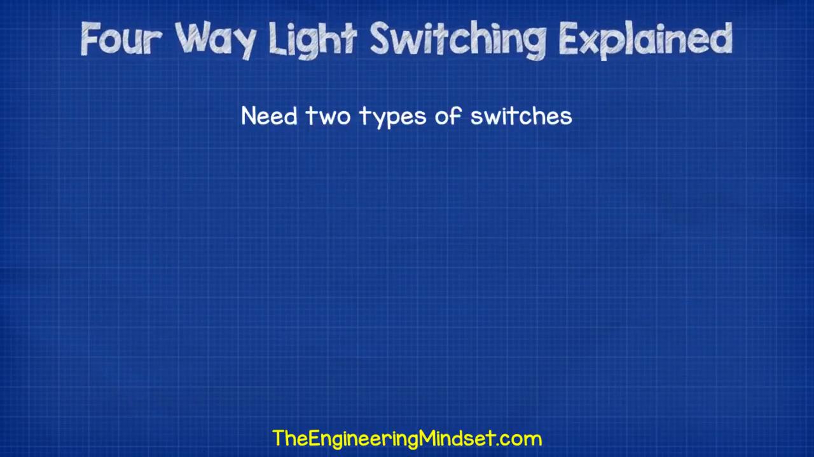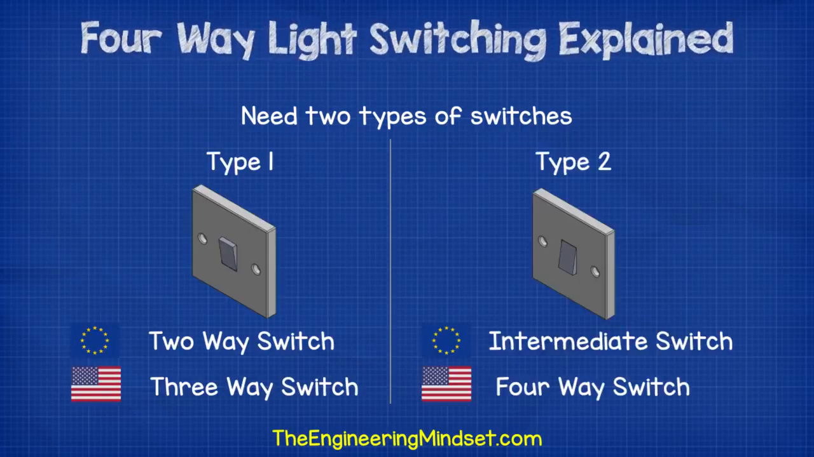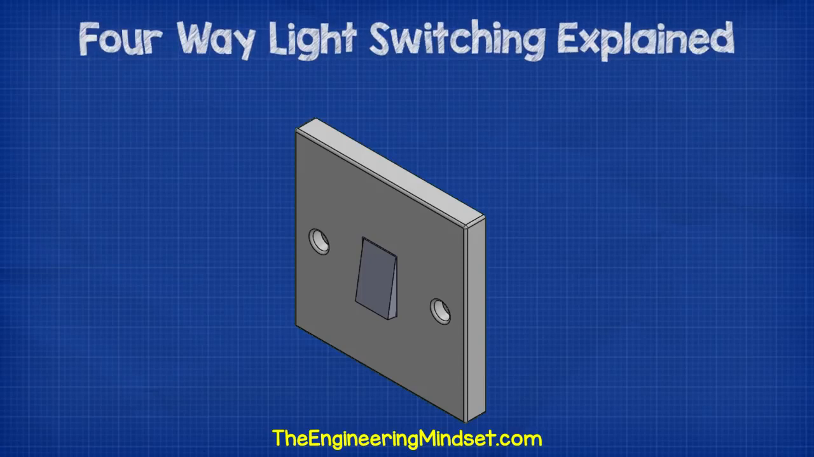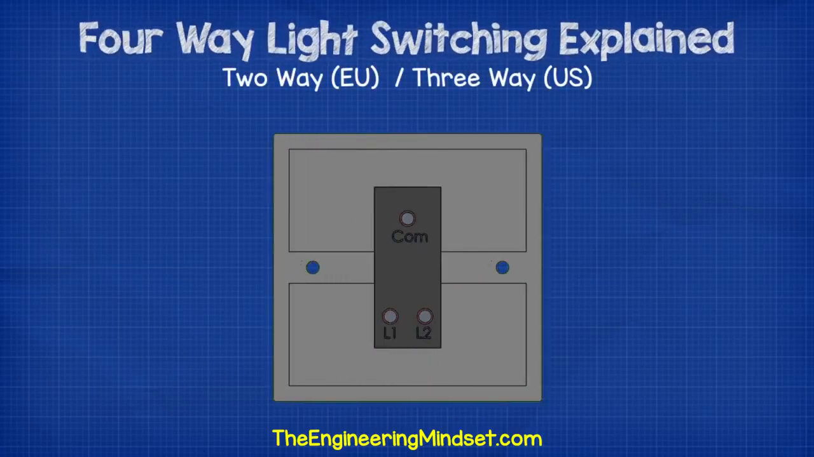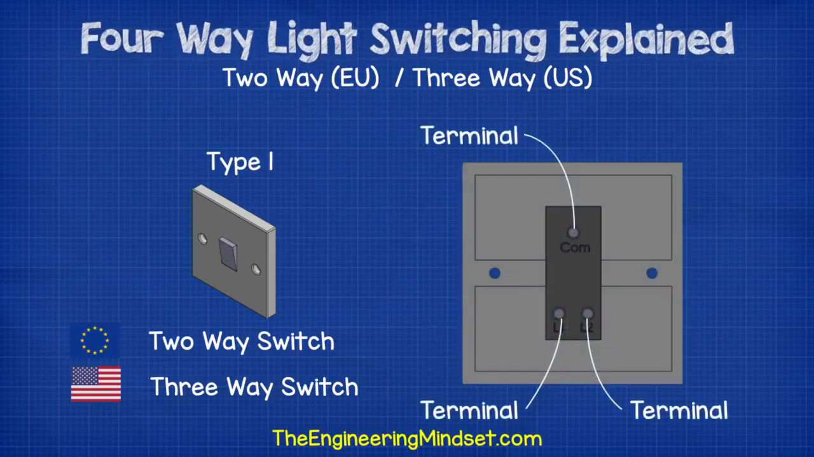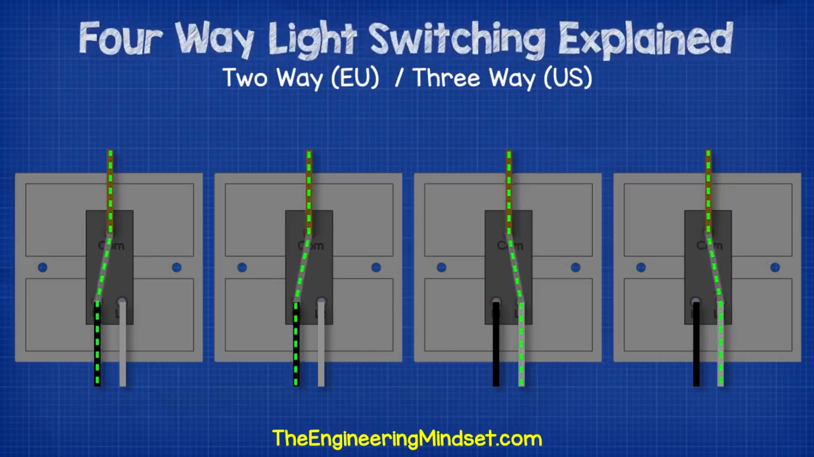To make this circuit work, we require 2 different types of switches. We need a 2-way switch, otherwise known as a 3-way switch, and we also need an intermediate switch or a 4-way switch. Again, the names of these switches depend on where in the world you live. On the front face of the switch, both switches look the same, but the 2-way or 3-way switch has 3 terminals on the back. The switch can be flipped only 2 ways, up or down, but the electricity can flow through the switch in 4 different ways depending on how it's connected into the circuit.